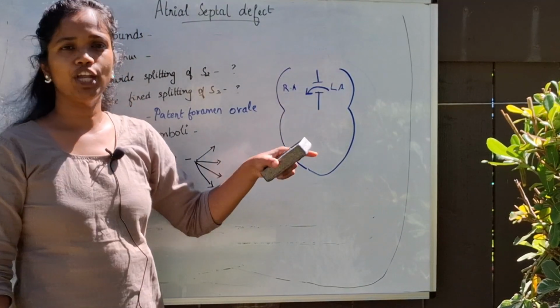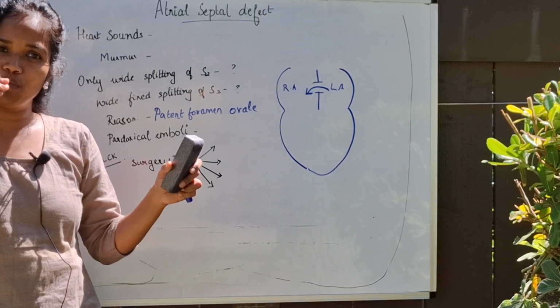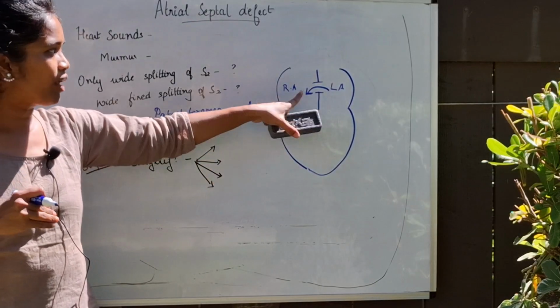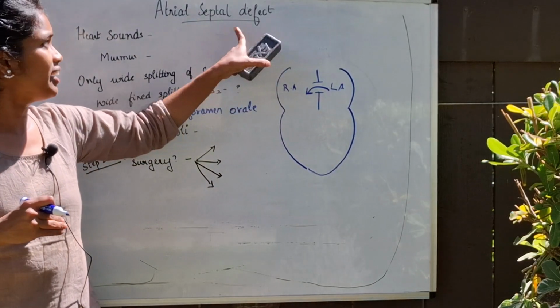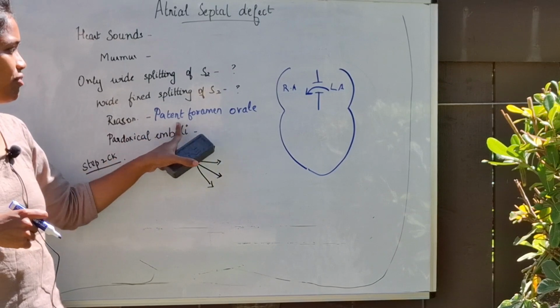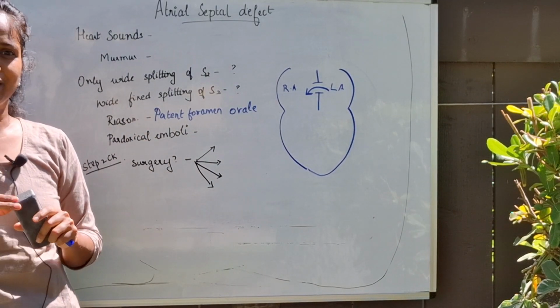Ideally, here we need to have the foramen ovale. The foramen ovale is supposed to close after birth, but if the foramen ovale is patent, then it can give rise to atrial septal defect. The reason for atrial septal defect is patent foramen ovale. This is the first simple basic thing that we should know.